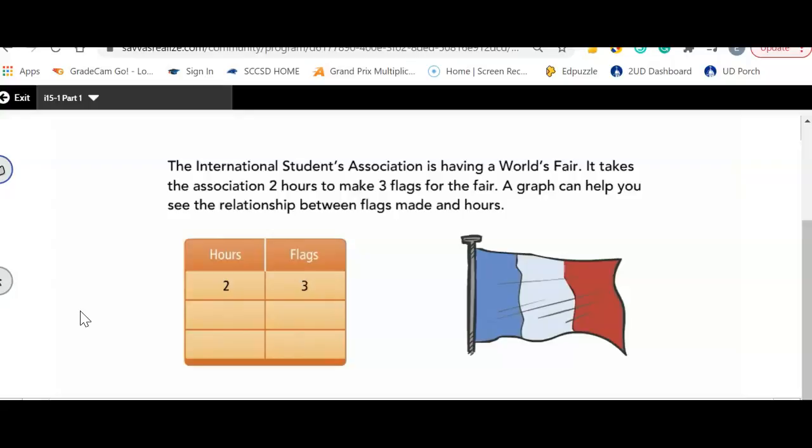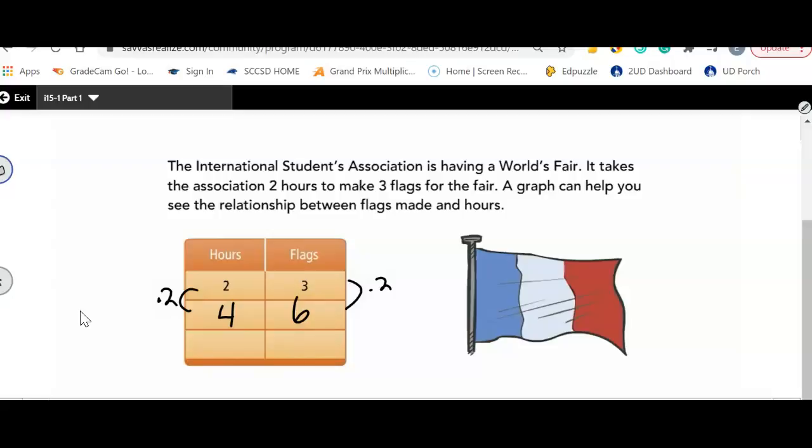All right, if the ratio is 2 hours, we can create 3 flags. What is an equivalent ratio to 2 to 3? Jordan, what's one? 4, 6. How do we get to 4, 6? Owen, multiplying it by 2. This is the work that I need to see. That proves to me that they are equivalent.